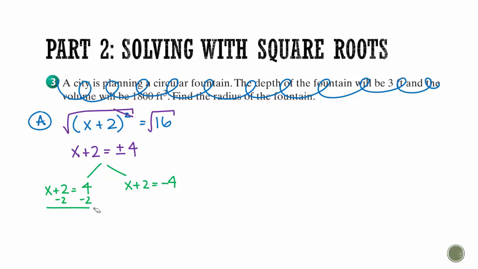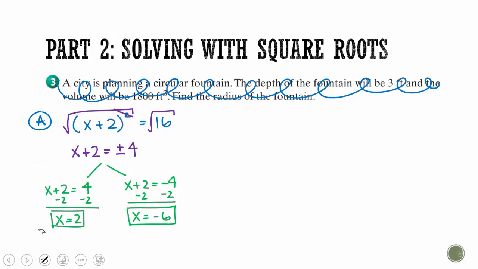So let's subtract 2 from both sides here. So one of my answers is 2. And then subtract 2 from both sides here, and I get negative 6. So these are my two possible answers for this one. Let's try one more like this. Let's say I have 3 times x minus 4 all squared equals 27.